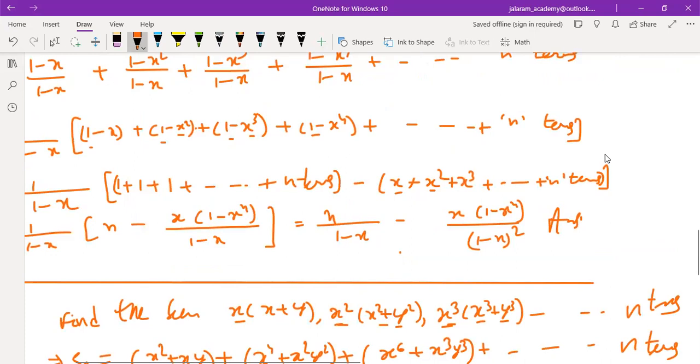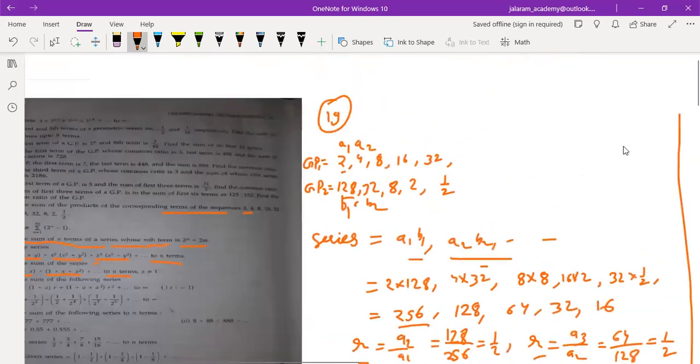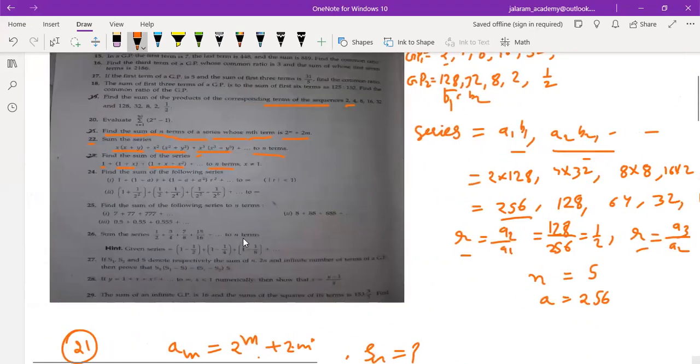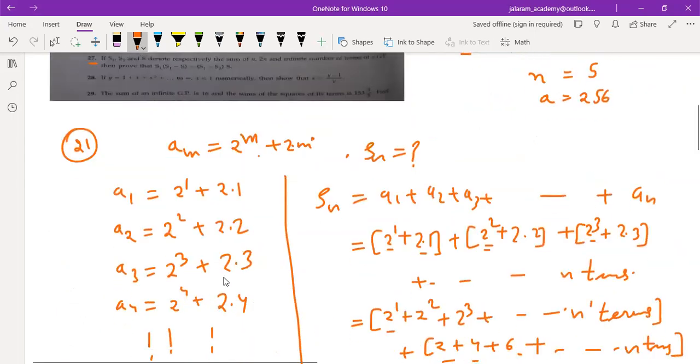Next doubt is again from the same, 27th. This one. Some of the questions are given in my sheet also.